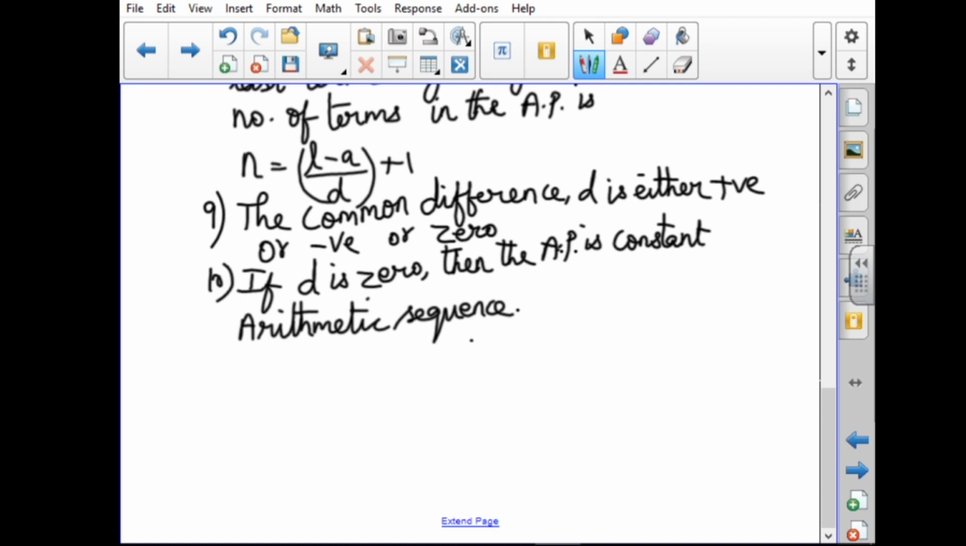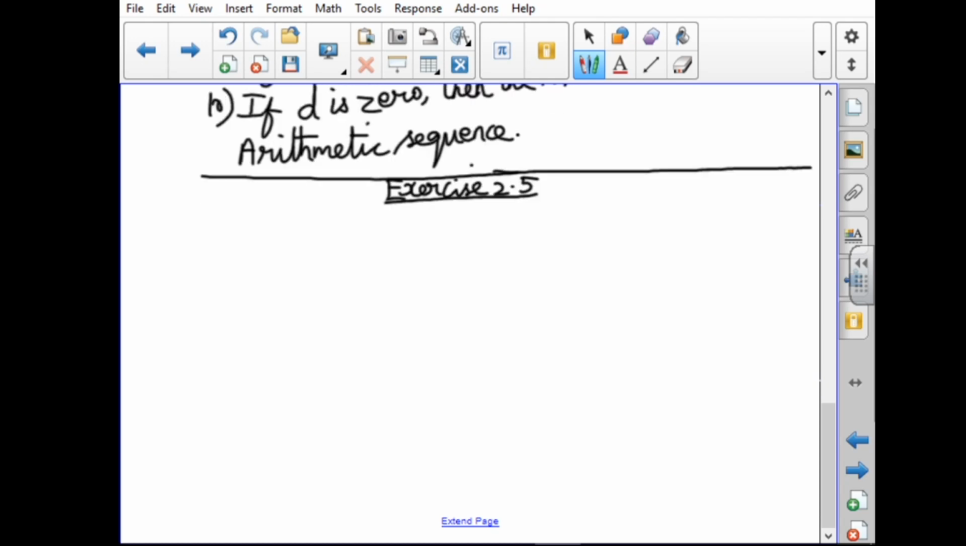Exercise 2.5. First question, first subdivision. The question is, check whether the following sequences are in AP. The first subdivision is the given sequence A minus 3, A minus 5, A minus 7. We have to check whether it is an arithmetic sequence. For this, we have to find the difference.